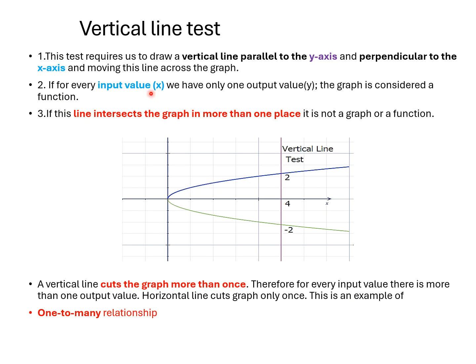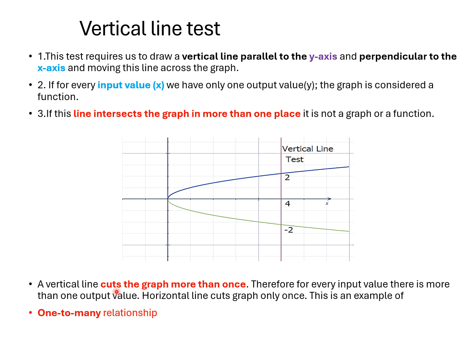If for every input value x, which in this case is 4, we have only one output value y, the graph is considered a function. If this line intersects the graph in more than one place, it is not a function. So there, x is 4, but there it makes contact with the graph at y equal to 2, and here it makes contact with the graph at y equal to -2. So this fails the vertical line test, therefore it's not considered a function.